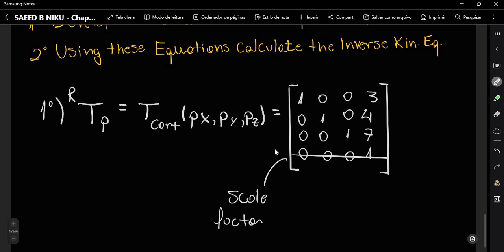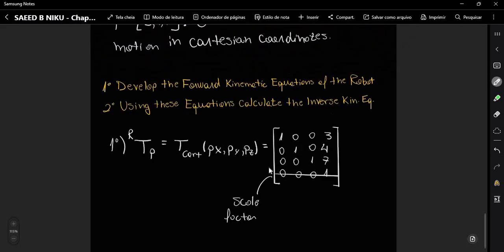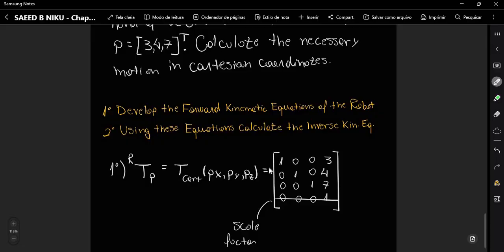Cartesian coordinates is very simple, and on the next video we will start to work on cylindrical coordinates, which is more complex. And for now, that's all. Thank you. See you on the next video.